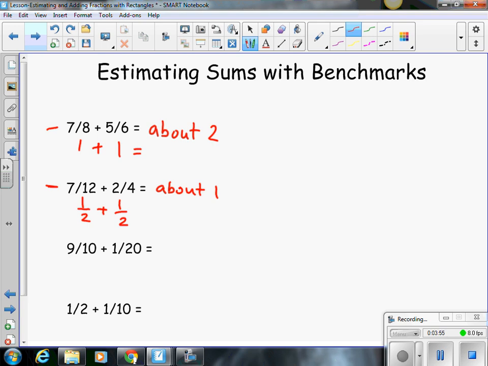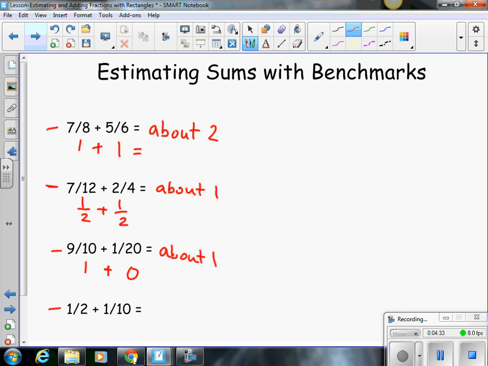Okay, our third problem is 9/10 plus 1/20. So 9/10 plus 1/20. 9/10 is really close to 1. And 1/20 is really close to 0. That's not much at all. So 1 plus 0 would be 1. So our estimate is about 1. Okay? Our next problem is 1/2 plus 1/10.